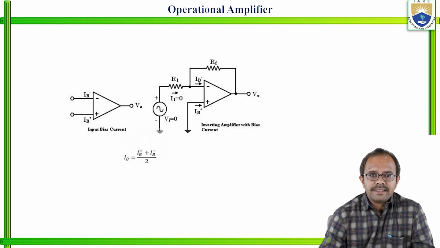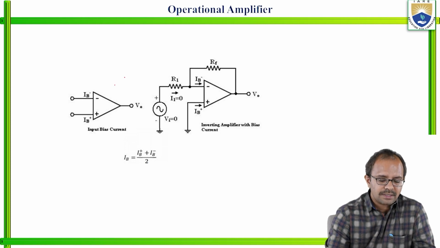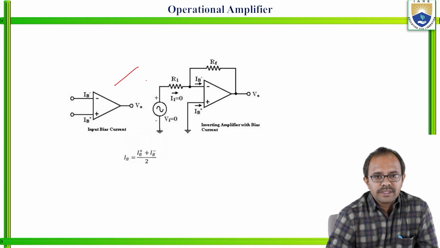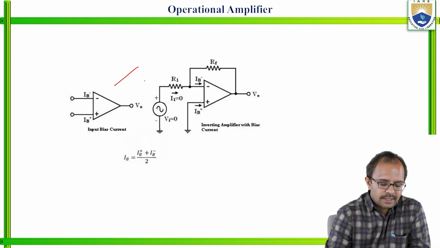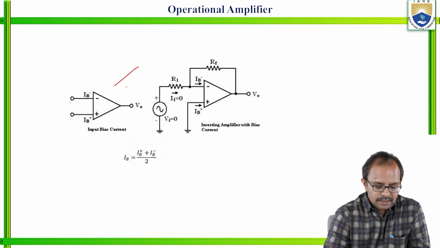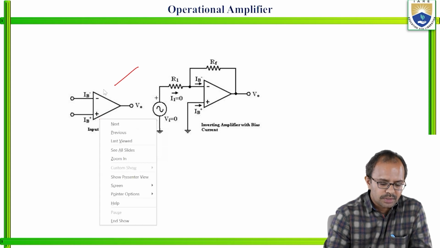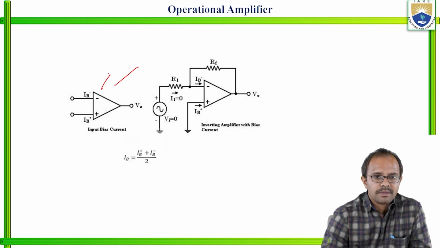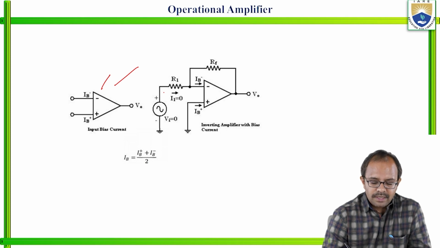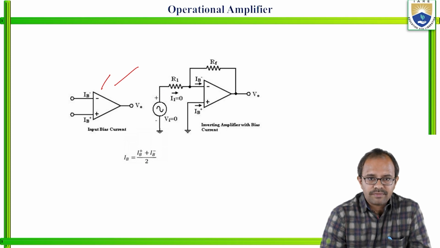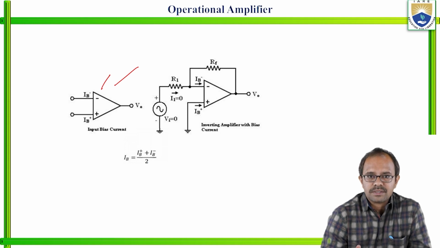Now look at the basic circuit here. This is the basic op amp we talked about. You can understand IB plus and IB minus. IB plus is the current through the non-inverting terminal and IB minus is through the inverting terminal of the op amp. This is the basic circuit configuration to understand this concept.